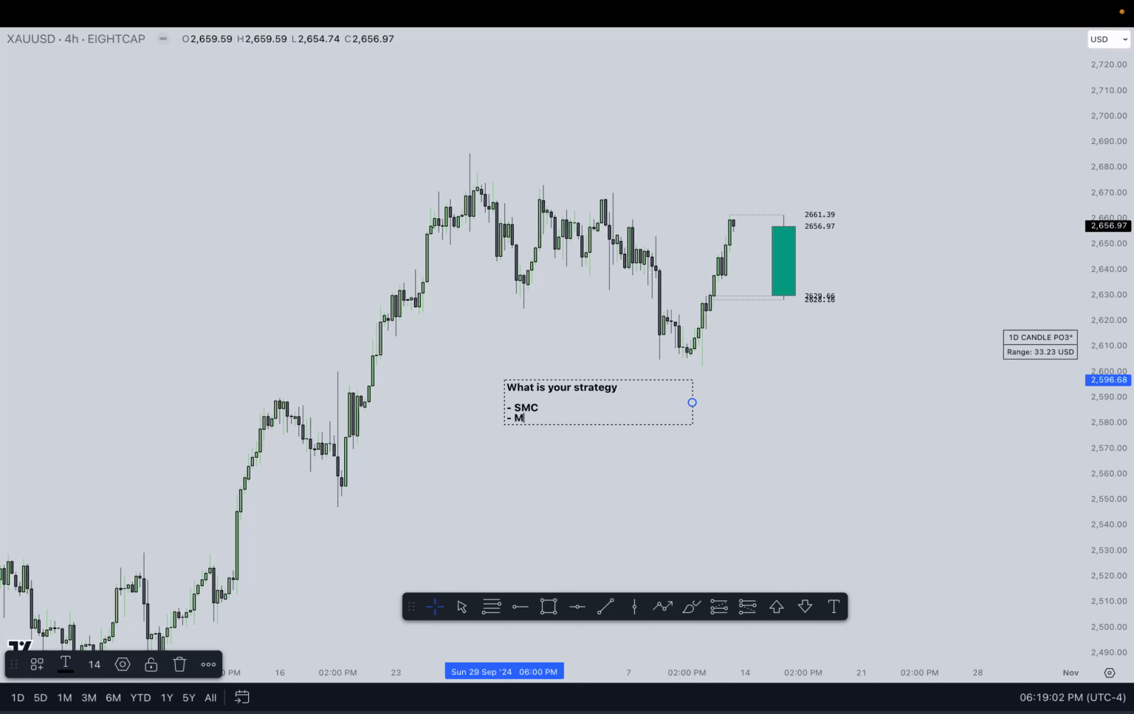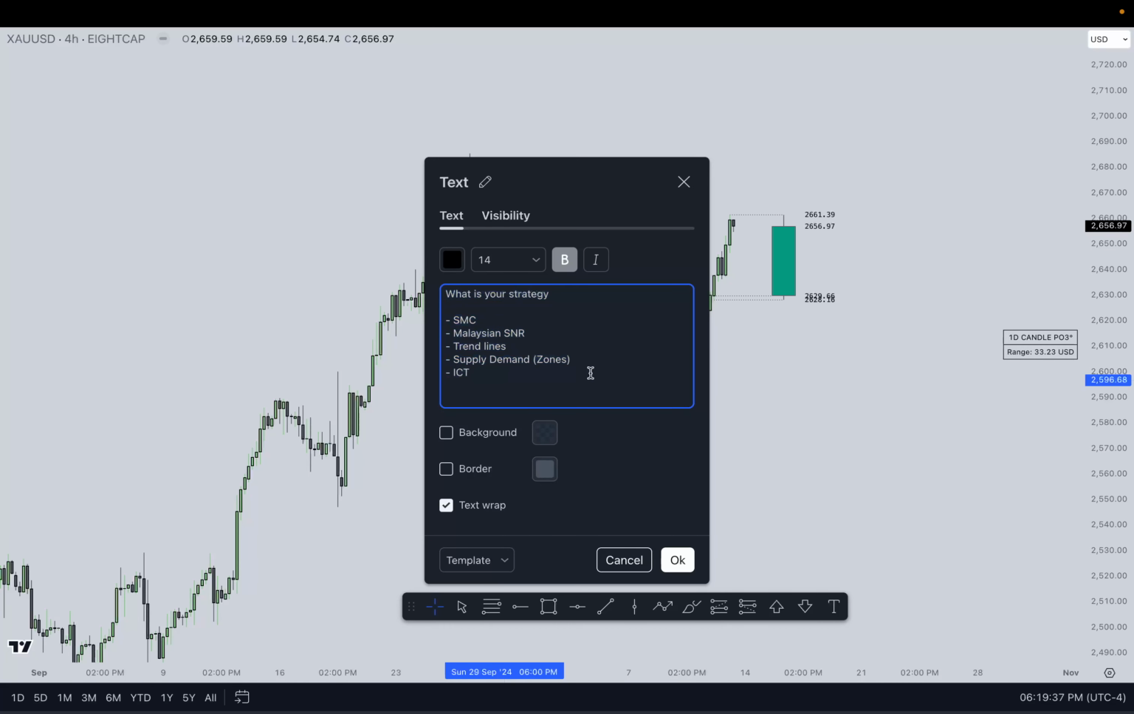We have Malaysian SNR, which means support and resistance. I'll just leave Malaysian SNR as the support and resistance branch. We have trend lines. What else do we have? I guess supply demand. These are known as like little zones. We have the infamous ICT. And then we have indicator trading.